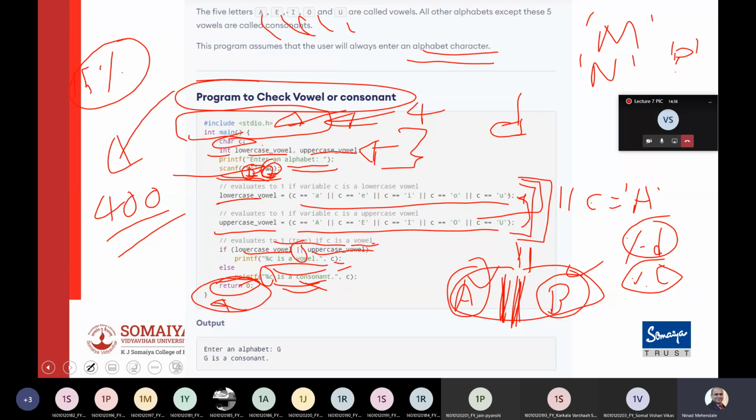These two statements are again kind of permanent in any C program. Then, enter alphabet. The user has entered a G, which does not belong to A, E, I, O, U, and that's why it's a consonant.